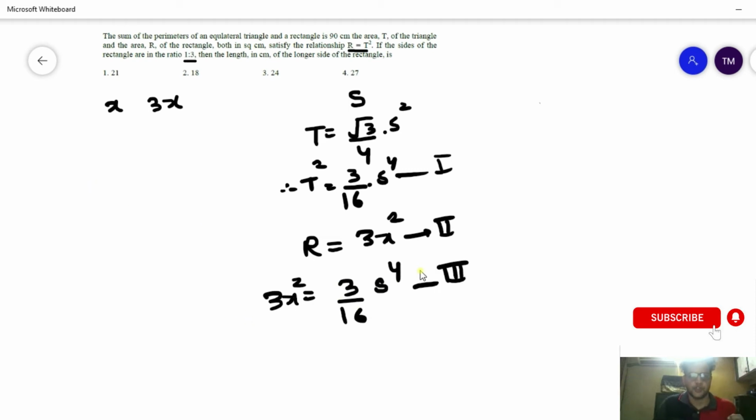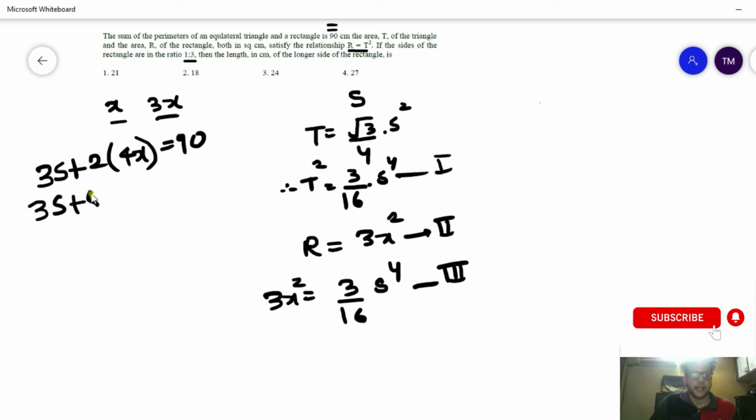Also, the addition of the perimeters is given, which is 90 centimeter. So the perimeter of the equilateral triangle is 3s plus the perimeter of the rectangle is 2 times length plus breadth. So length plus breadth becomes 4x, so 2 times is 8x. So 3s plus 8x is equal to 90. So that becomes my equation 4.